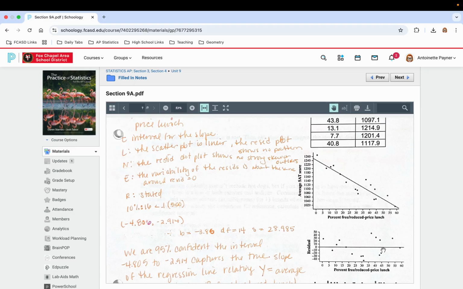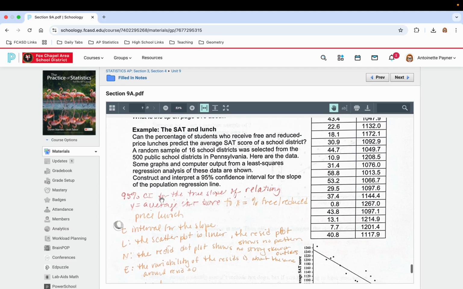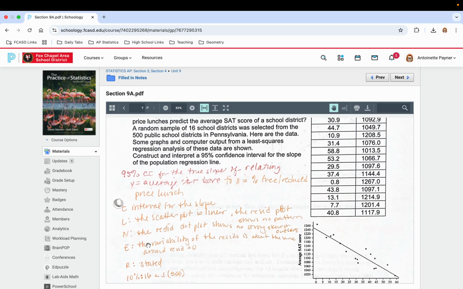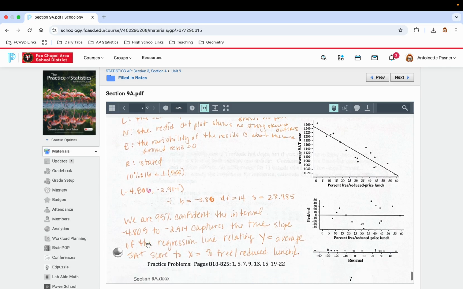The scatter of the residuals is about the same. So the scatter is about consistent. It's a little bit bigger here, but it comes back down, so it's not consistently getting bigger. And it was stated that it was a random sample. Since it was a random sample, we check the 10%. So 16 is less than 10% of 500. All right, should do this on the calculator.